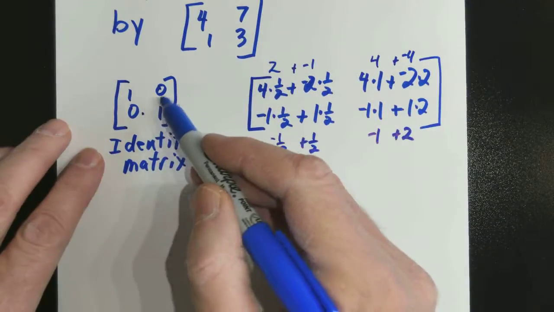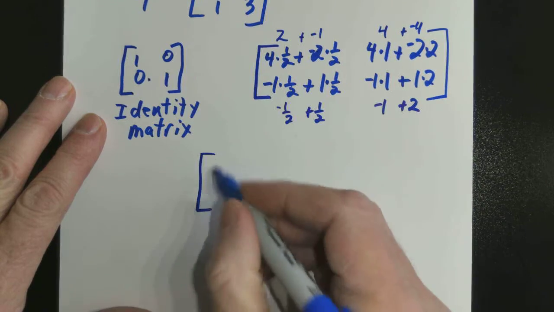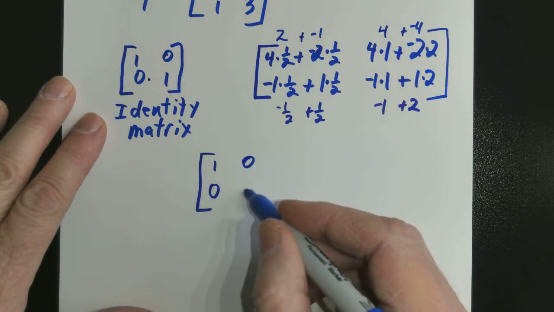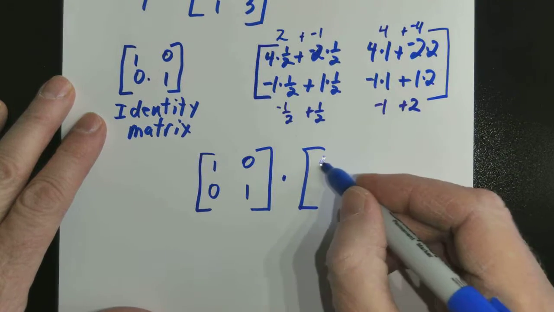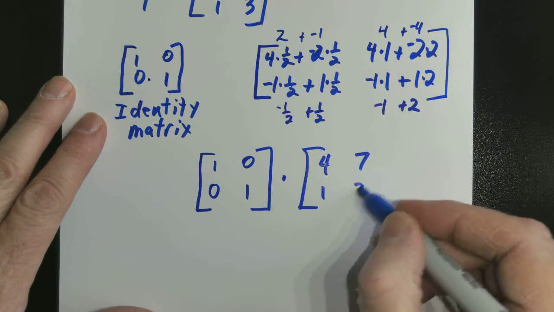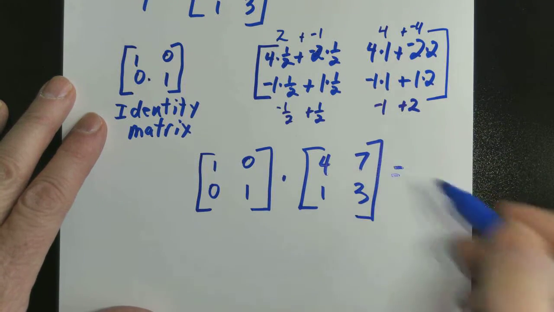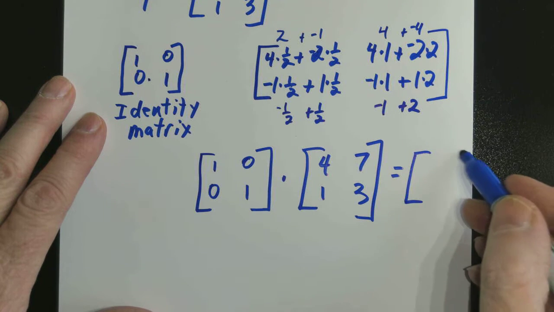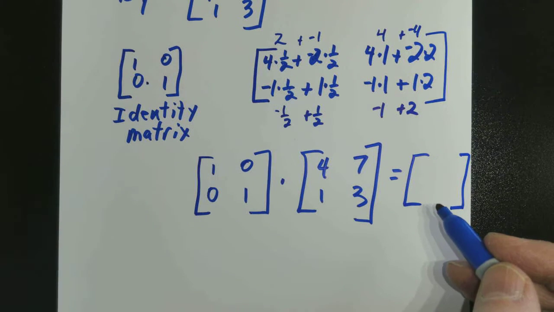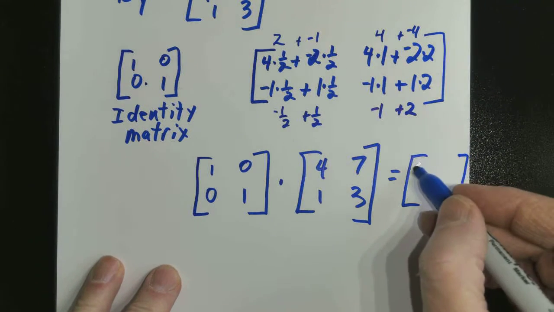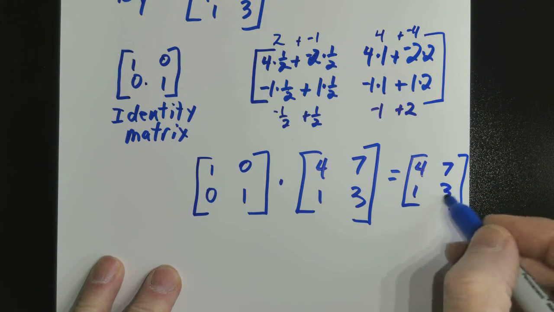Then I asked you to take that matrix, 1, 0, 0, 1, and multiply it by 4, 7, 1, 3. What did you get when you did that? Camille? 4, 7, 1, 3. Very good.